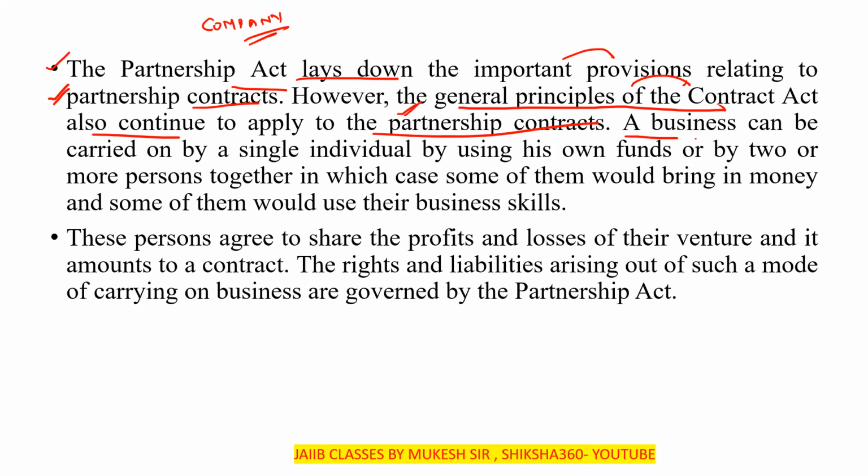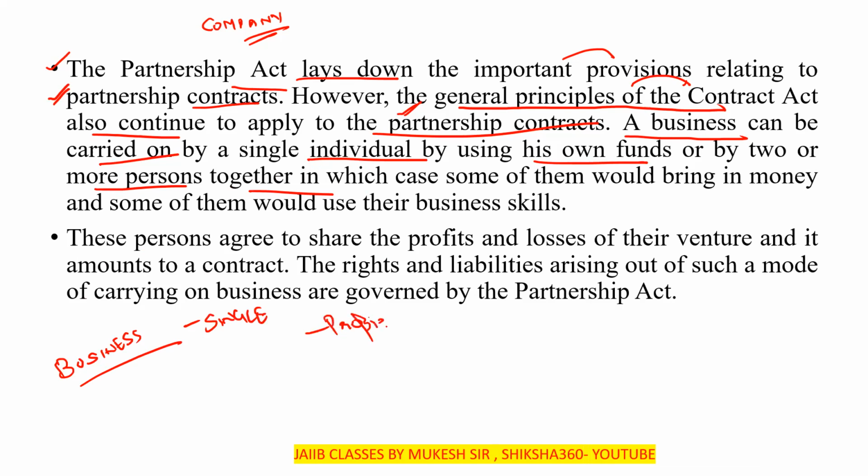A business can be carried on by a single individual with his own funds, or by two or more persons together. A simple business carried on by a single person is known as a proprietary form. And if there are two or more persons, then it is said to be a partnership. Just for understanding purposes, a business can be carried out by a single individual using his own funds, or by two or more persons together.